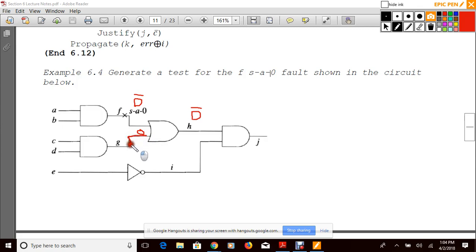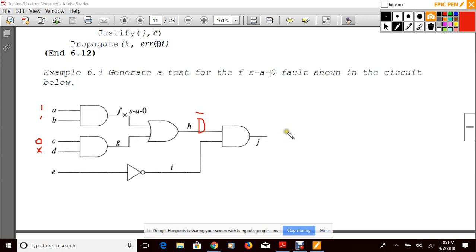So then justify, we go backwards. Well, in order to get a 0 on here, since 0 is the controlling value of the AND, it either needs to be 0 or x, or x or 0, right? So it can be one or the other. So therefore, we know that A has to be 1, B has to be 1. We can say 0 and x, right? So we have D bar here.